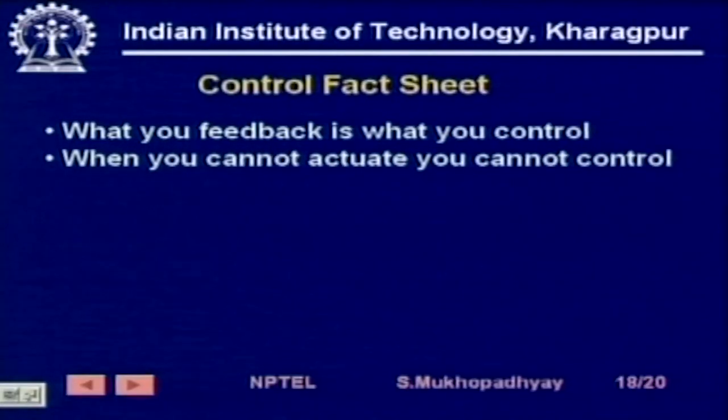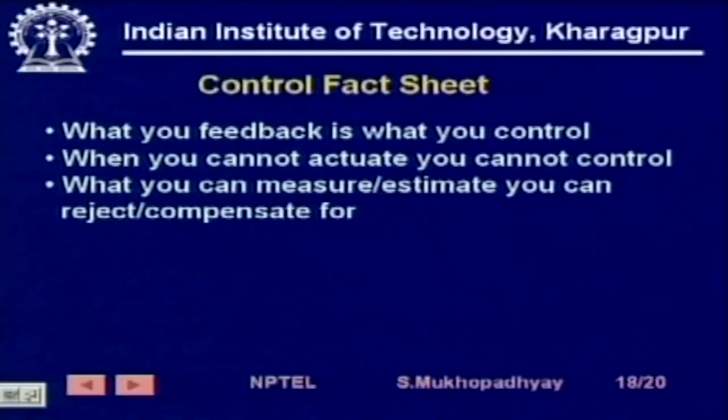Then, what you cannot actuate, you cannot control. You may be giving whatever output from the controller, you may be using a fancy algorithm, but if you cannot actuate it, then you are not controlling it. If you can measure or estimate the disturbances, then you can compensate for them. There are many advanced algorithms which precisely try to do that.